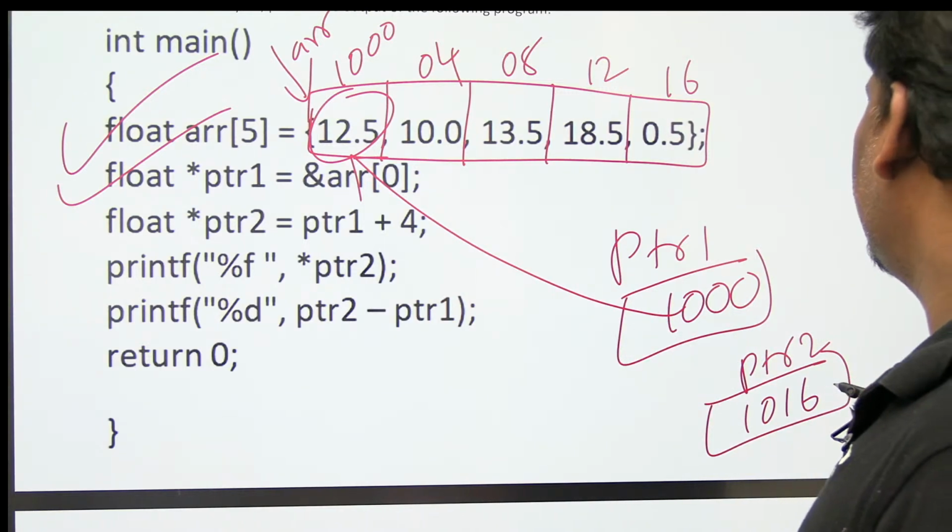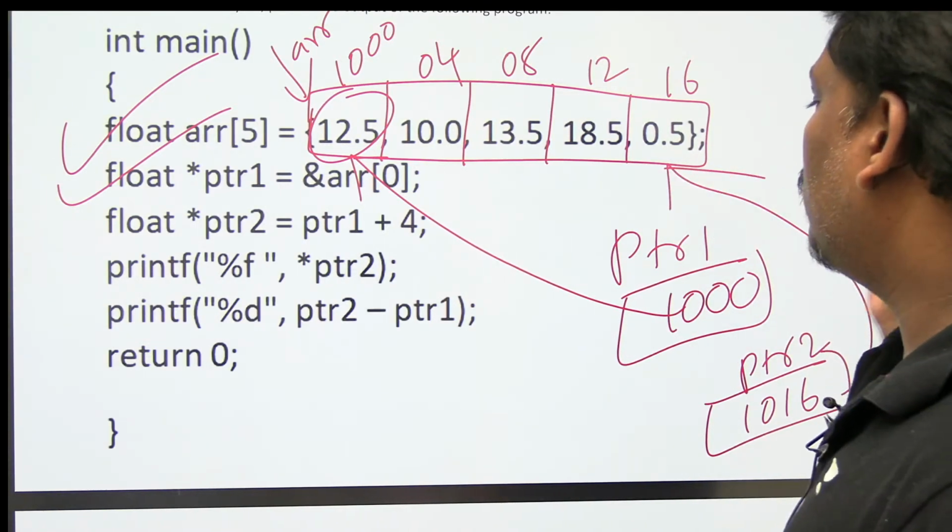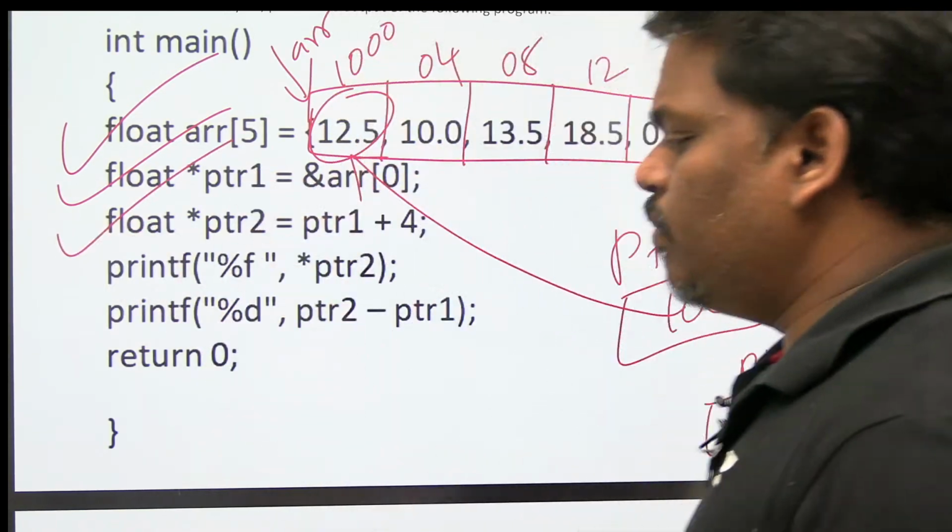PTR2 is going to be 1016. It will point here. Pointer means it will point.